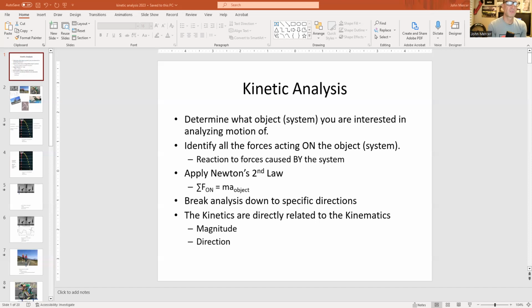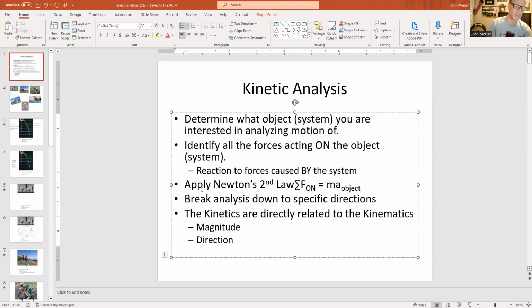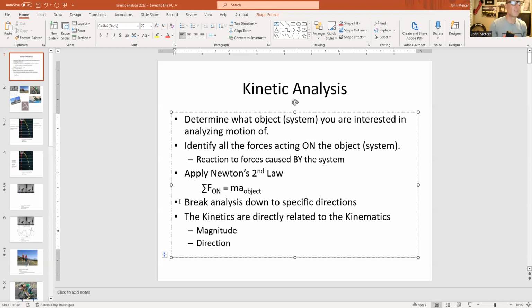Once you identify all the forces acting on the object, you then apply Newton's second law, which is add up all the forces acting on the object. I gotta take that dash out, it looks like a minus sign, which it's not. Apply Newton's second law: add up all the forces acting on the object, and that equals the product of the mass of the object times the acceleration of the center of mass of the object. Mass, remember, is a measure of an object's inertia, with inertia being resistance to change in motion.